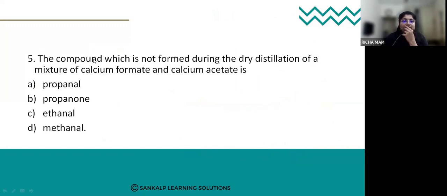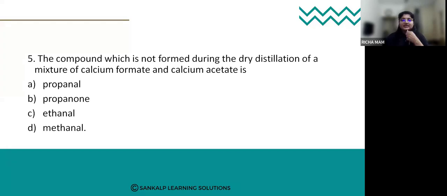Next question. The compound which is not formed during the dry distillation of a mixture of calcium formate and calcium acetate is: A. Propanol, B. Propanone, C. Ethanol, and D. Methanol.